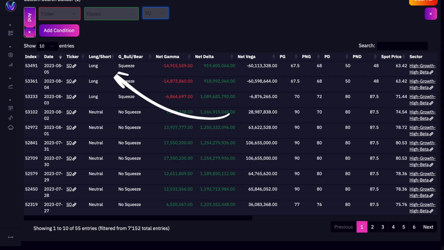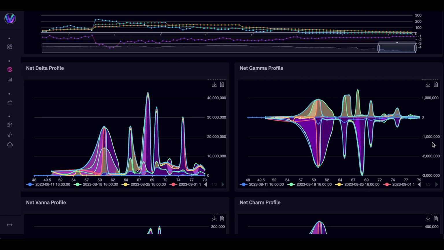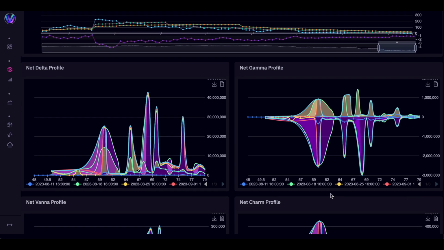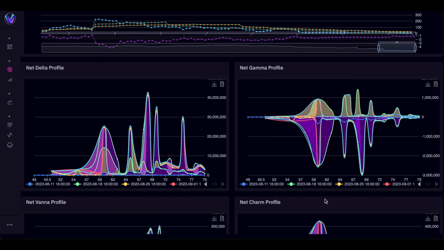For our second idea, we like Square as a long. The market maker model and Pluto are both signaling a long. Moving to our gamma profile, we want to note the negative peaks at 60, 65, and 68. With spot price being below some of those negative peaks, we can see price move back up to those peaks due to in the money puts being closed.